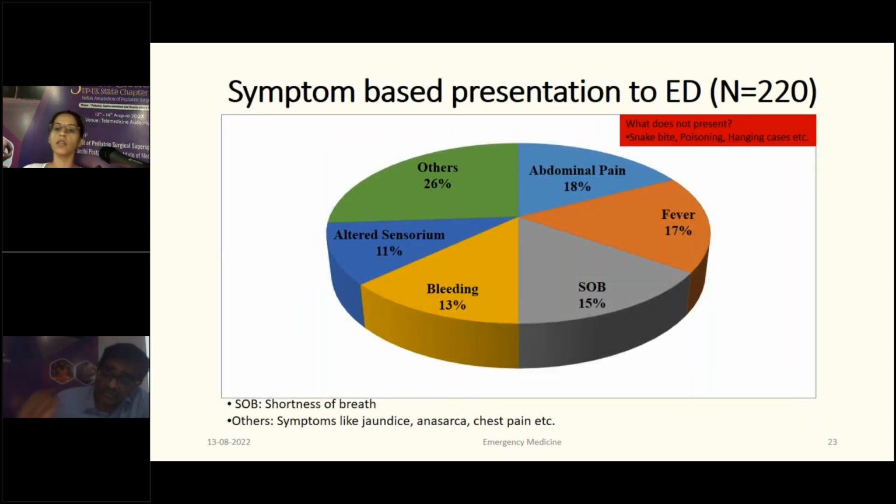The symptom-based presentation to the ED comprises of 18% of the patients presented with abdominal pain, 17% presented with fever, 15% of the patients presented with shortness of breath, 13% presented with bleeding manifestations, 11% with altered sensorium, and other non-specific complaints like jaundice, anasarca, and chest pain were present in 26% of the patients. We can see here that patients with snake bite, poisoning, hanging, etc. did not present to our ED during this month period.